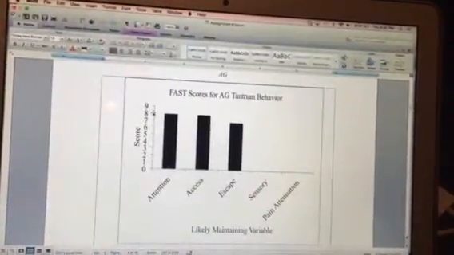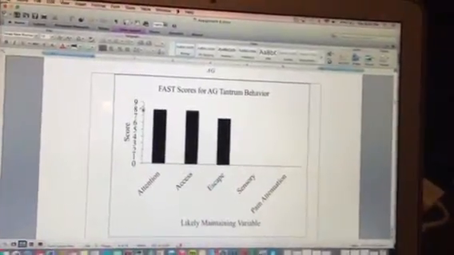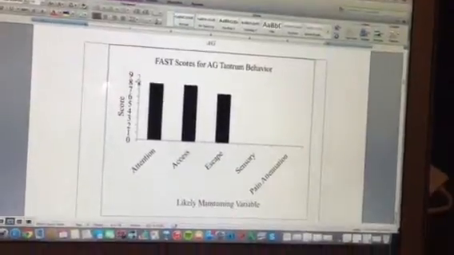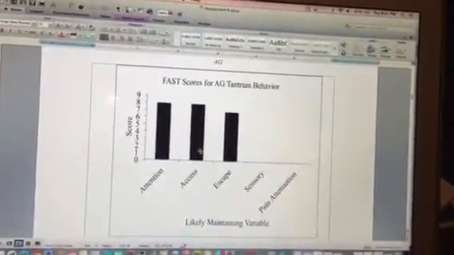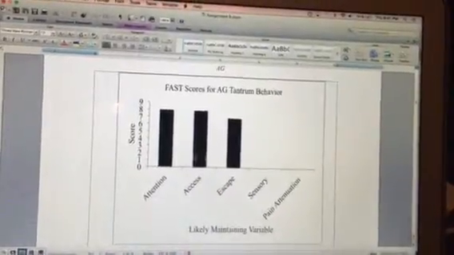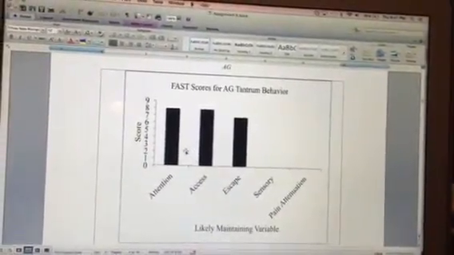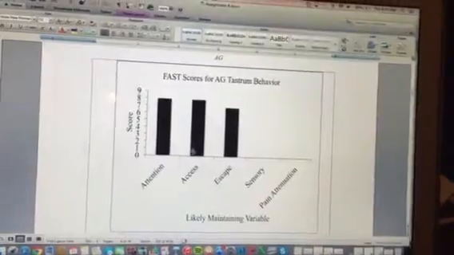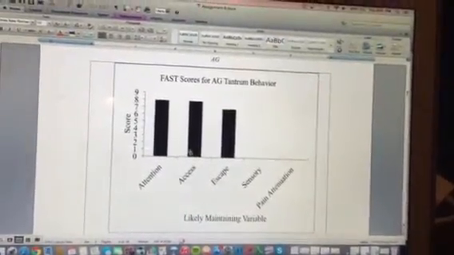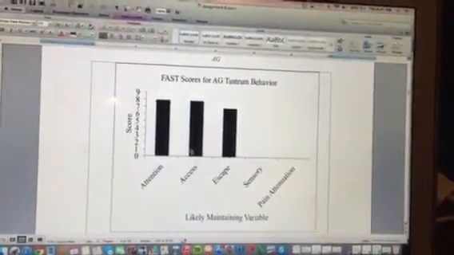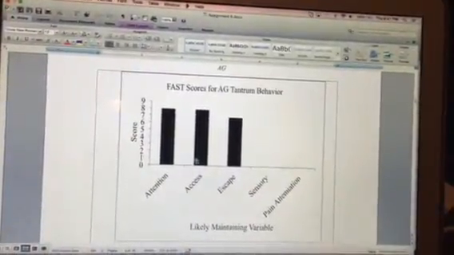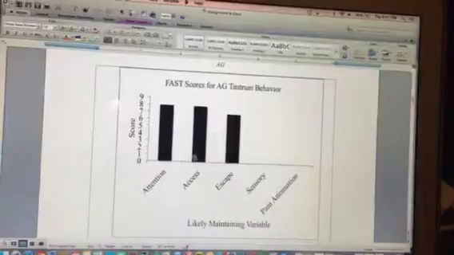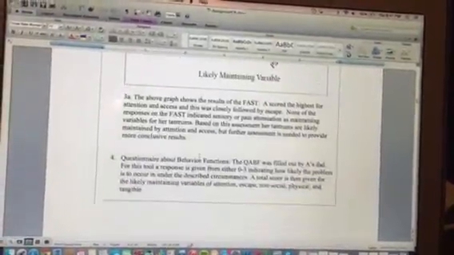This is a graph of those results. You can see that attention and access scored about an 8 and escape about a 7. Sensory and pain attenuation scored a 0. So this shows us that the behavior is likely socially reinforced rather than automatically reinforced. However, the results are inconclusive because, as you can see, there is not one clear maintaining variable of the behavior.